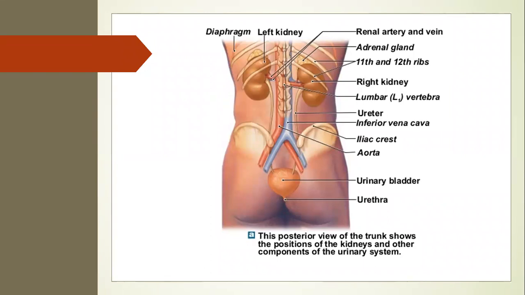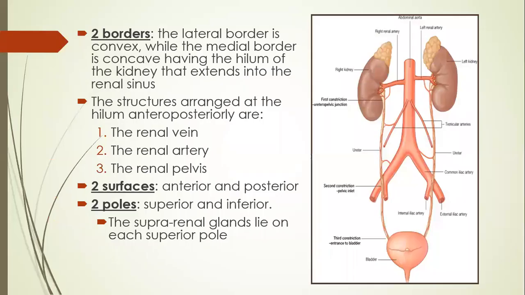So it is 12 into 6 into 3. Okay, so that is the size of the kidney. Coming to the two borders, there are two borders for the kidney. The lateral border is convex. As you can see here, this is the kidney. So the lateral border of the kidney is convex.